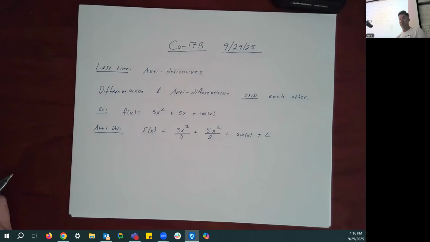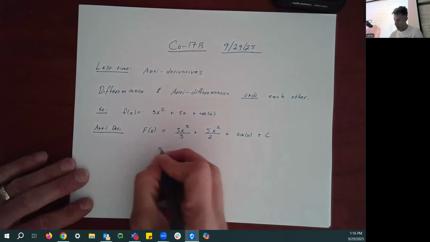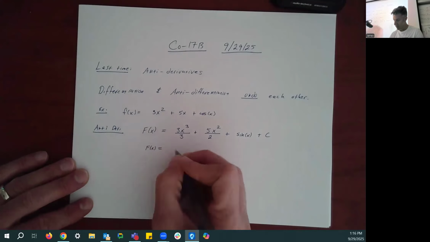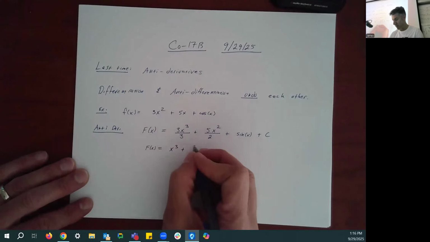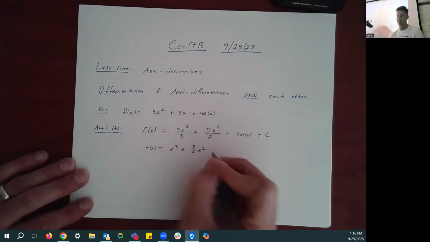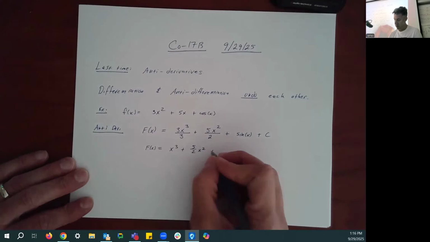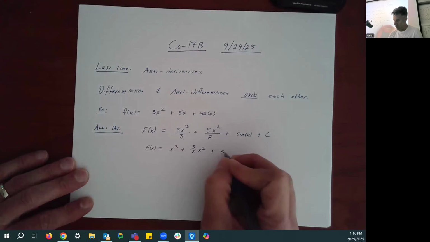I would personally prefer to simplify this. I would like to write it as just capital F of x equal to x cubed plus, you can go a couple different ways here, you can write 5 over 2 times x squared. You could write 2.5. You could write 5x squared over 2. Any of those is fine.